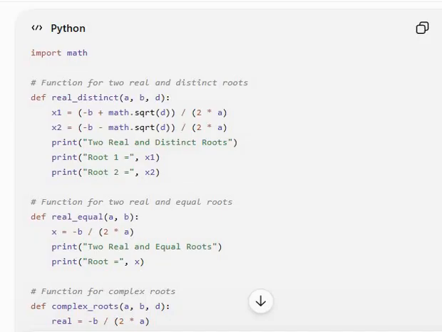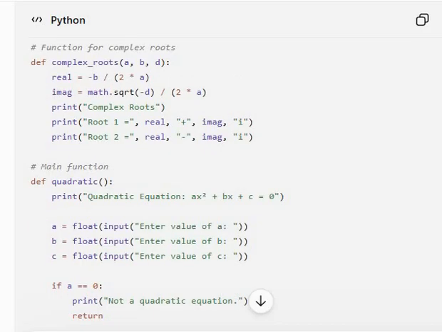Look at the logic. As I told you, in real equal, instead of x is equal to minus b by 2a, let it be x1 is equal to minus b by 2a, x2 is equal to minus b by 2a, print root 1 is equal to x1, print root 2 is equal to x2. Complex roots, we have a, b, d. Most of the times we don't calculate roots for complex. Means if the d value is less than 0, you just simply put a message imaginary roots.